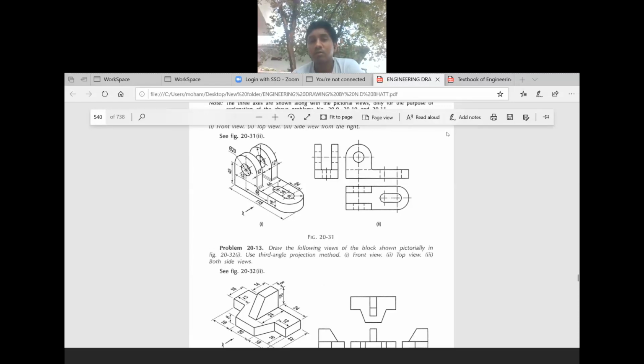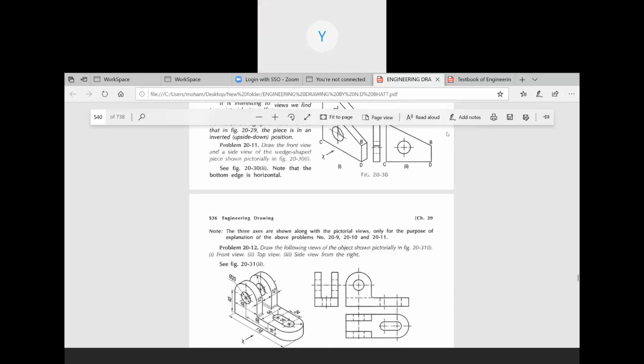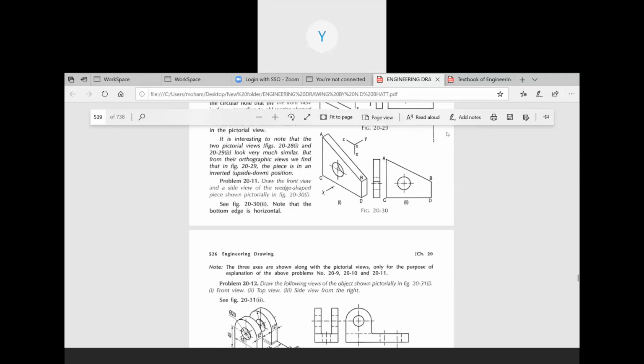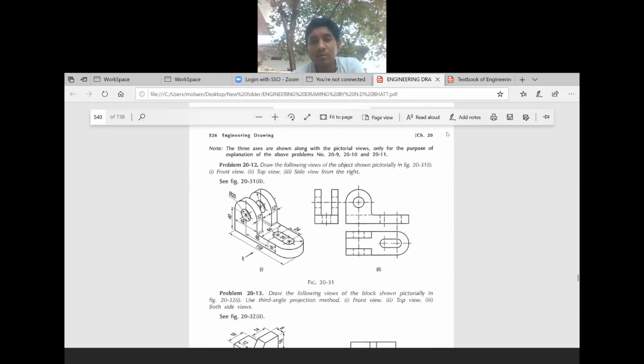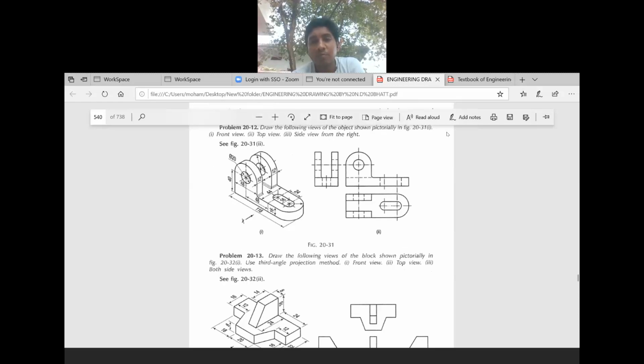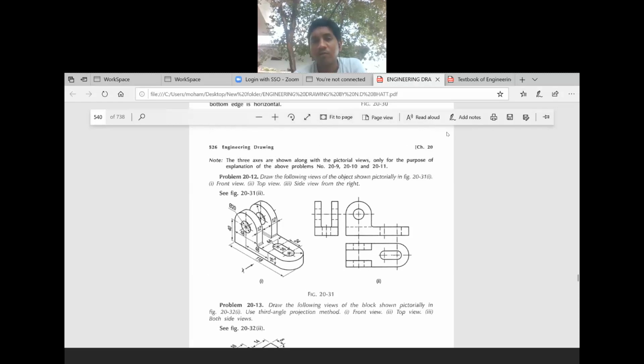Before going to our topic, these are some of the problems from orthographic projections. You have done only a few problems, just four to five problems with the dimensions. These problems are from the ND Bhatt textbook, from page number 526.